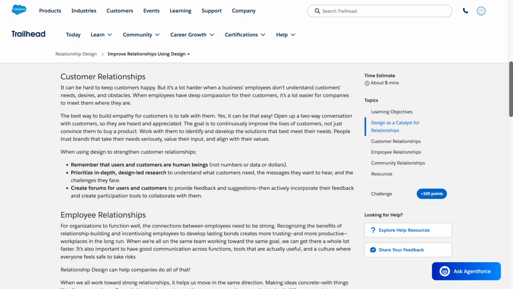When using design to strengthen customer relationships, remember that users and customers are human beings, not numbers or data or dollars. Prioritize in-depth, design-led research to understand what customers need, the messages they want to hear, and the challenges they face. Create forums for users and customers to provide feedback and suggestions, then actively incorporate their feedback and create participation tools to collaborate with them.